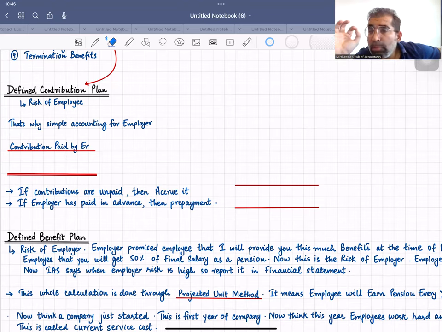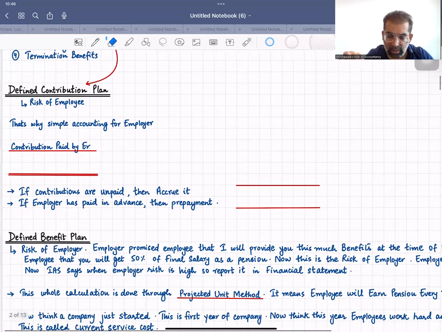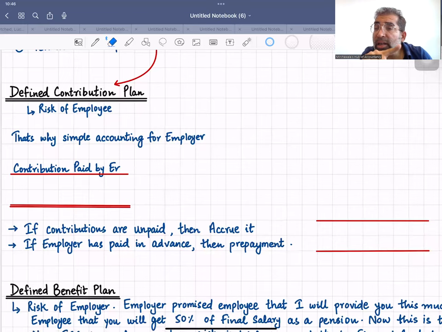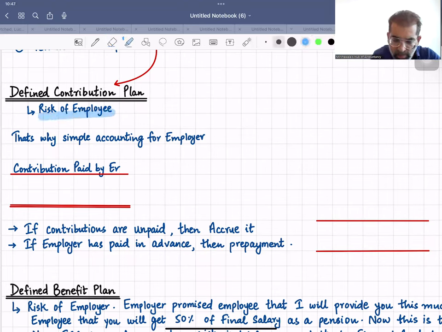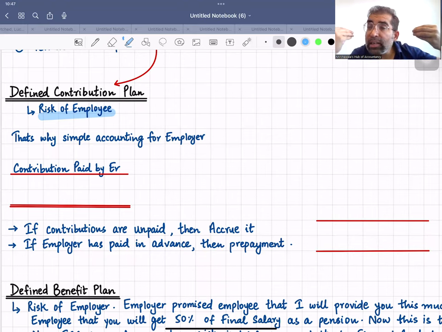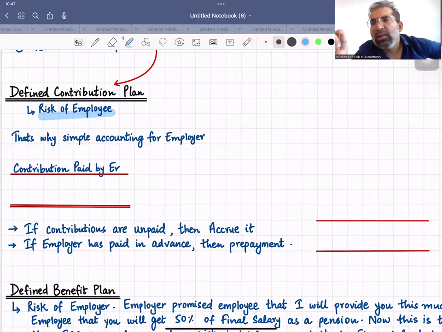That's it. So the major difference, keep this in mind, is that in defined contribution, the name is defined contribution. Only contributions are defined. In a defined contribution plan, the major risk is of the employee. So now just use your brain. When the major risk is of the employee, that means, in simple words, the employer is risk-free. And when the employer is risk-free, that's why there is very simplified accounting in the books of the employer. The employer has no major responsibilities. So what is the treatment? The treatment is very simple.